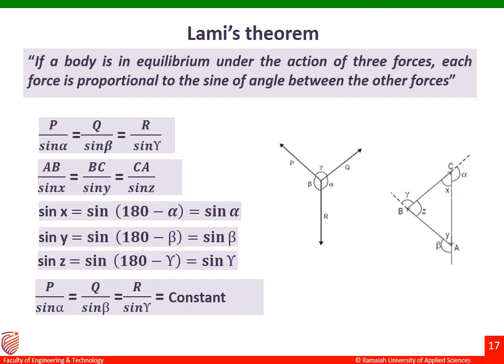So finally, what is the equation here? P by sine alpha is equal to Q by sine beta is equal to R by sine gamma is equal to a constant. So this is regarding Lami's theorem. I'll repeat it once again. If a body is in equilibrium under the action of three forces, each force is proportional to the sine of the angle made by the other two forces. This theorem is applicable only if the number of forces is three.